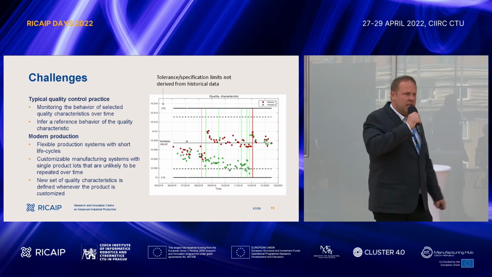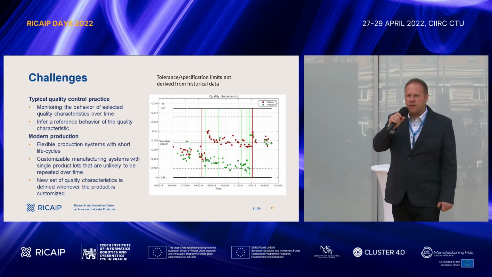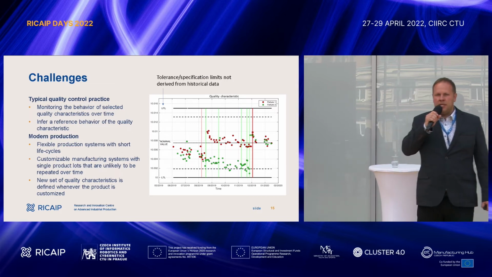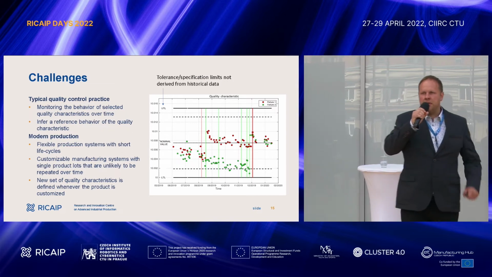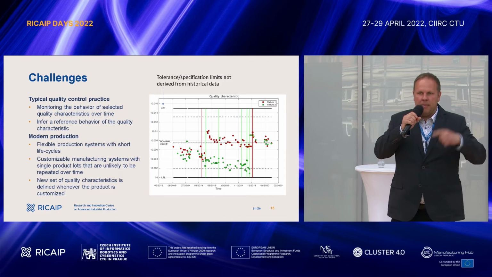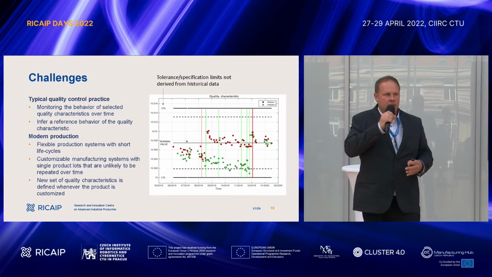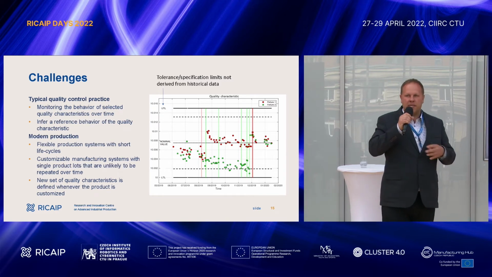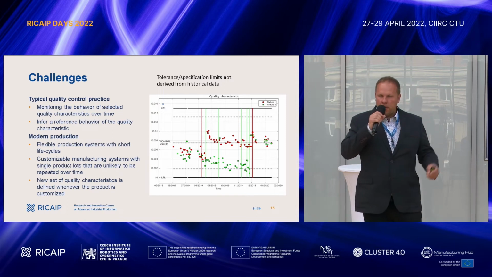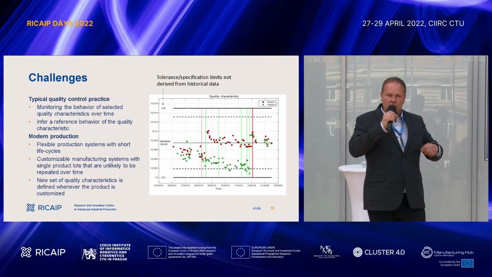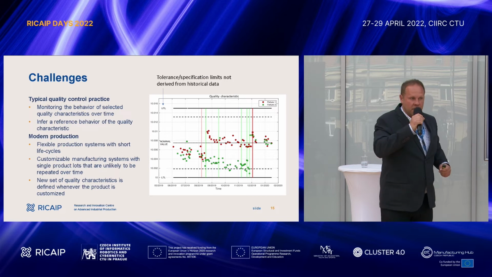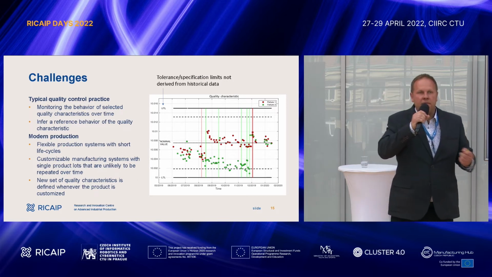So what does it mean? Even in the automotive sector, for example, the companies do not use the historical data for computing limits in the control charts. Very often they use just the specification limits or tolerance limits given by construction departments and by designers of the car. And that's inefficient.